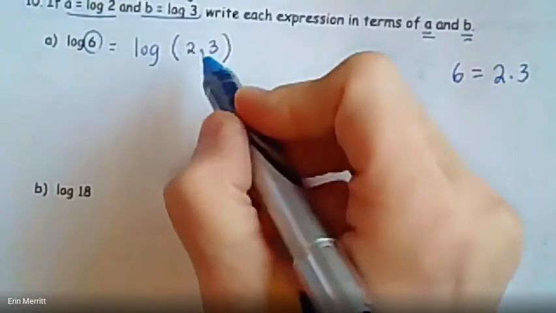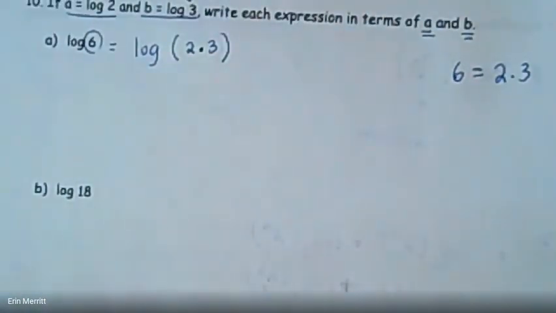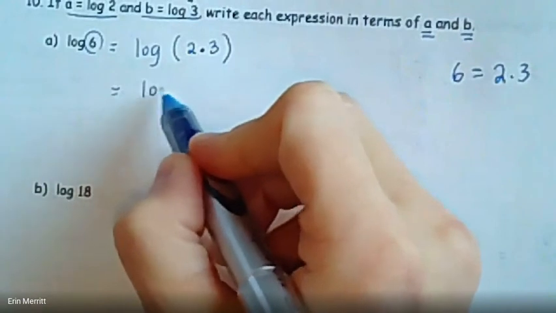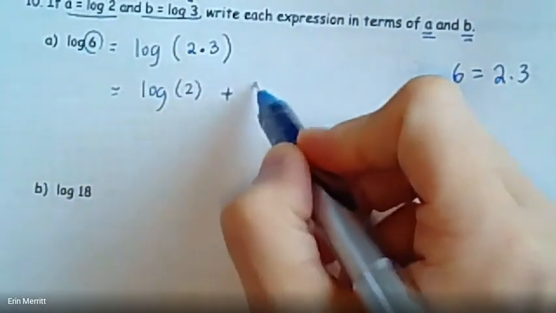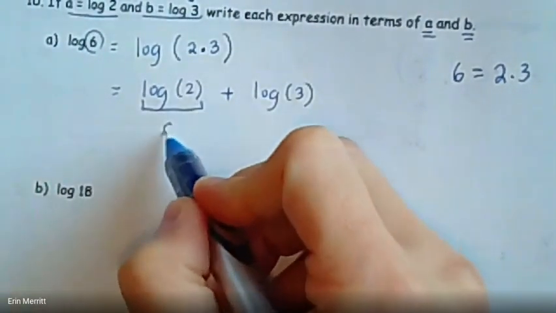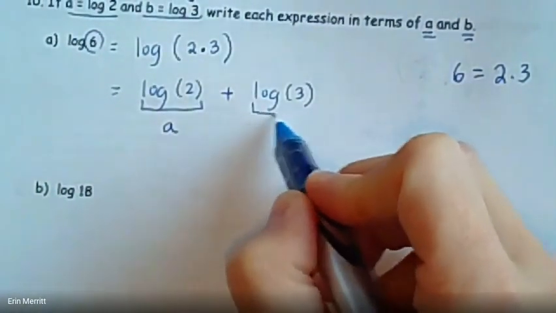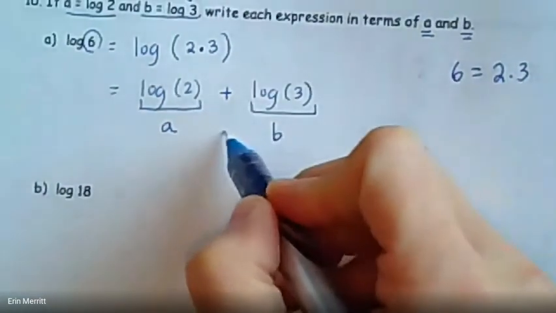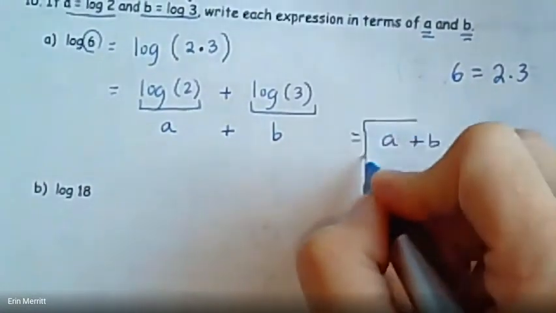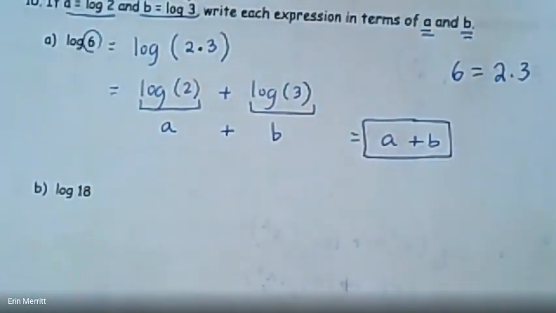And now here's where the rules come in. If this is multiplication, think you multiply the bases, so you add exponents. Same thing here. If I'm multiplying inside the log, then I'm going to split it into 2 separate logs using addition. Right? Now I can actually make the substitution. Log of 2 is equal to A, and log of 3 is equal to B. So there's my answer. It's literally equal to A plus B. There you go. All right.